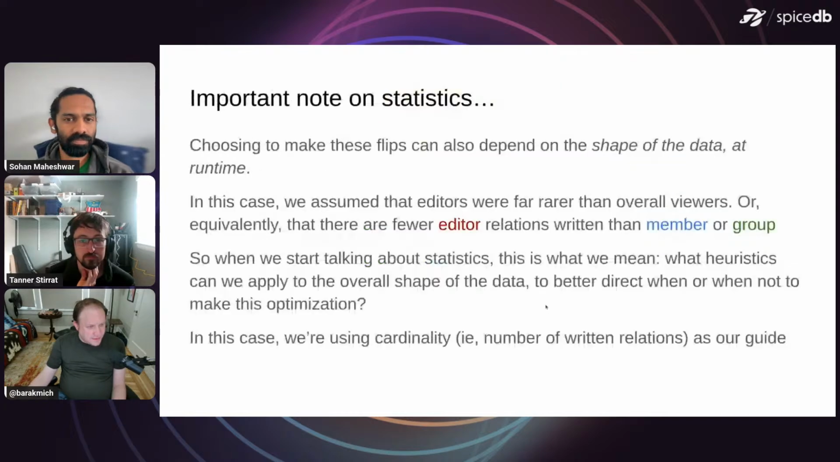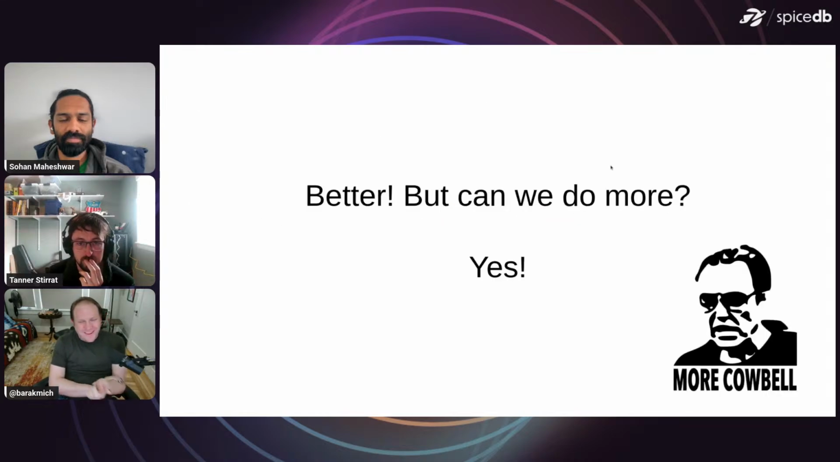Next slide. So making these sorts of flips depends, like I was saying, on the shape of the data, right? There's a lot of one thing and very few of the other. That's the gist of a lot of these statistics. What heuristics can we apply to direct the shape of what's going on is also an important question. In this case, we're talking about just cardinality, the total number of written relations. We just know there are more groups than there are admin links, and that's it. So that's one guide we can use. Next slide. But we can do better. There's always more cowbell.